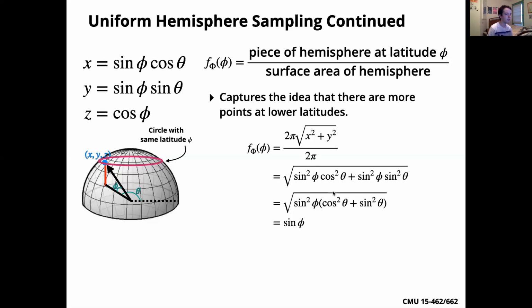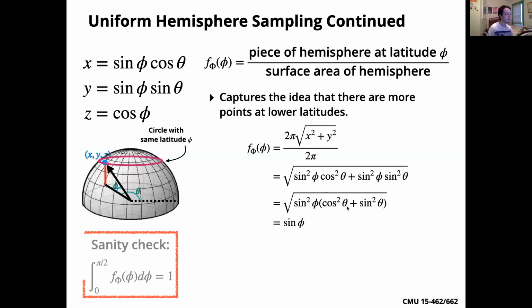Replace x and y with their actual values, and we see that, as expected, there is no dependence on theta. So we've basically just shown that we don't depend on theta for our probability function. So that's a more rigorous argument for that. And as a sanity check, if we integrate over all possible latitudes from 0 to pi over 2, the integral is 1, which is what we want because it's a probability distribution. Okay, so that's a good sign.